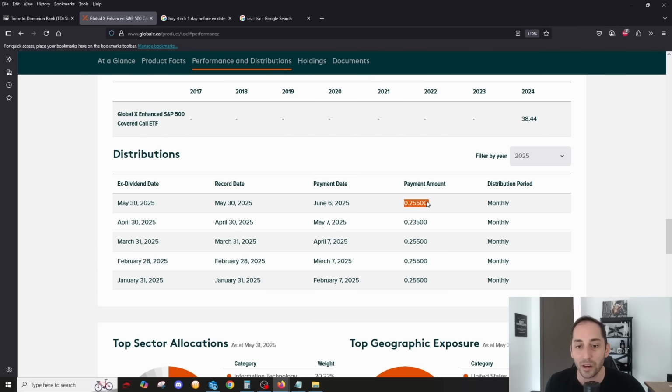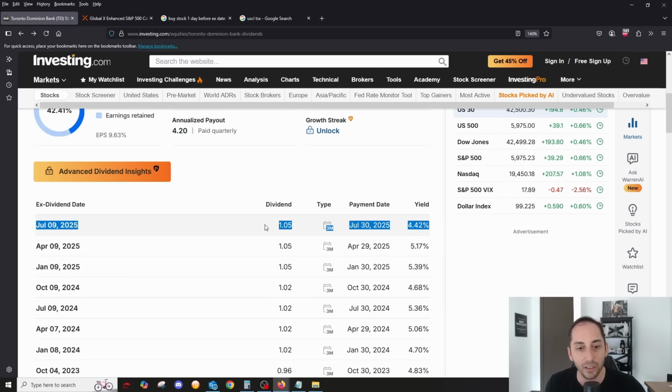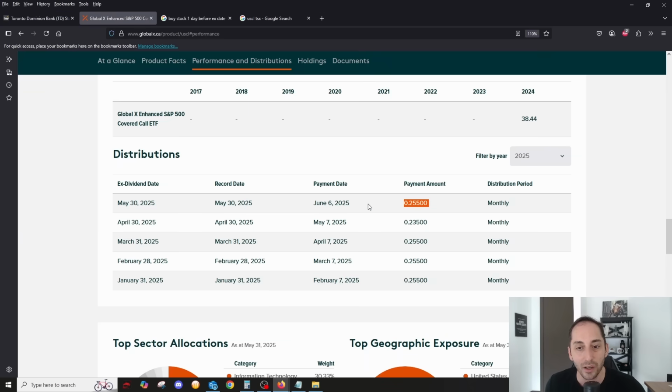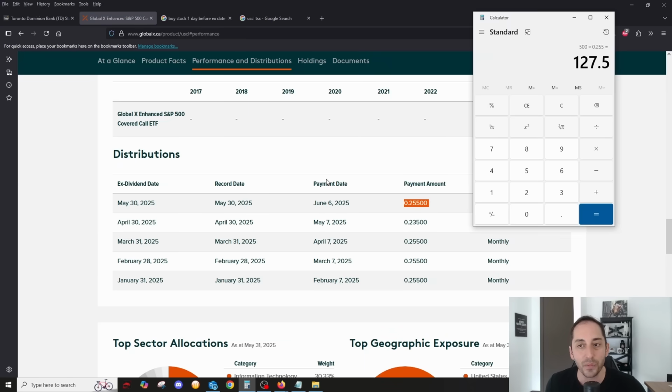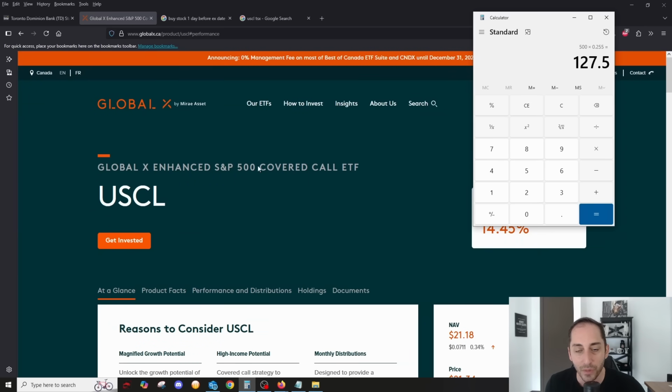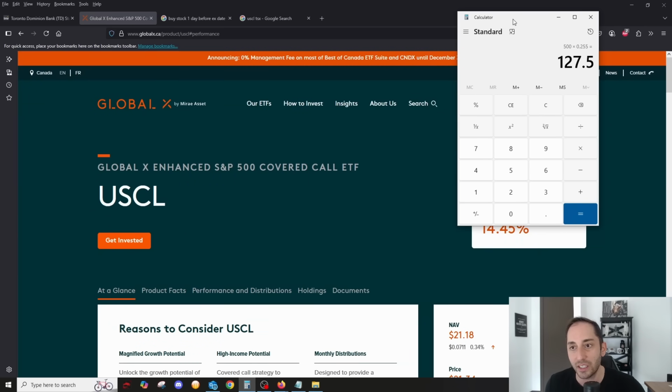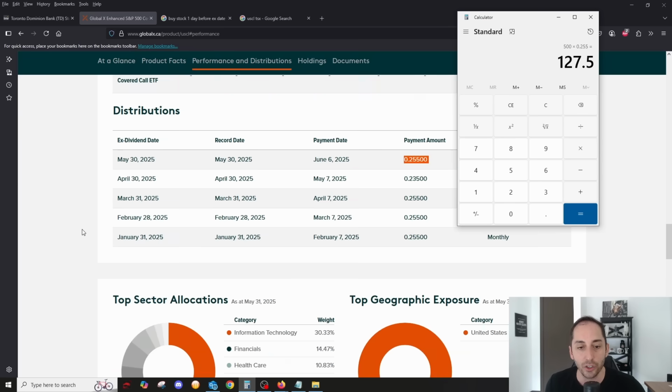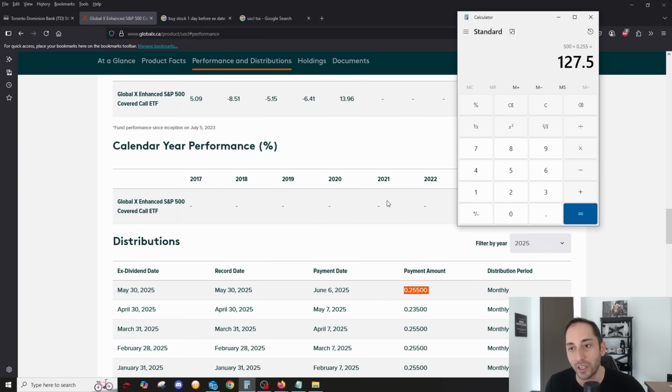Well, this payment amount, just like in TD, you have a dividend amount or a payment amount. This is a per share amount. So if you buy, let's say 500 shares of USCL 1 day before the X dividend date, you're gonna have, what is the payment you're gonna have?